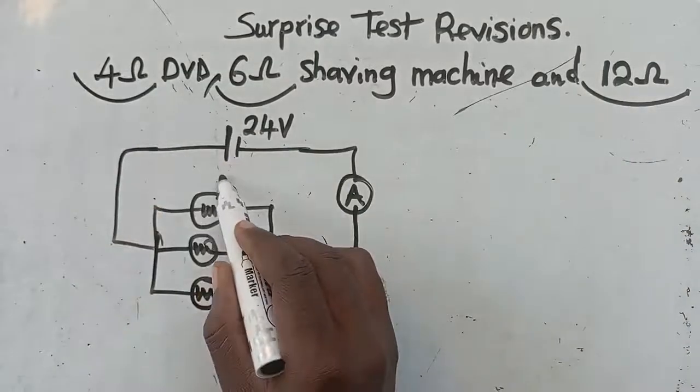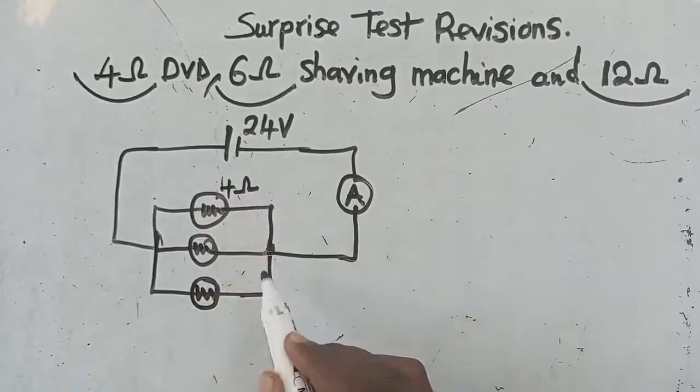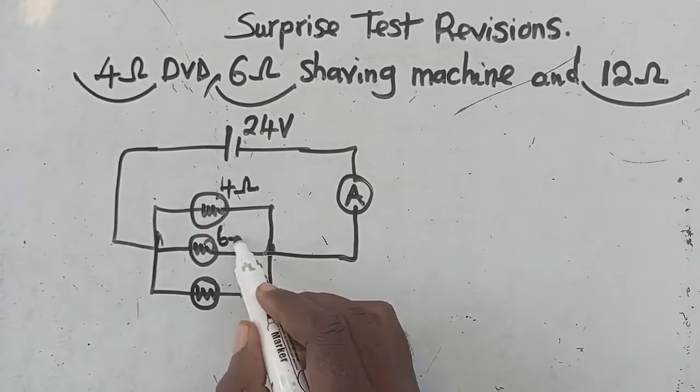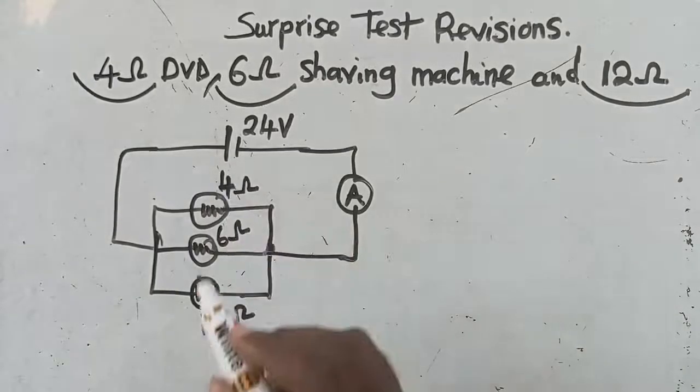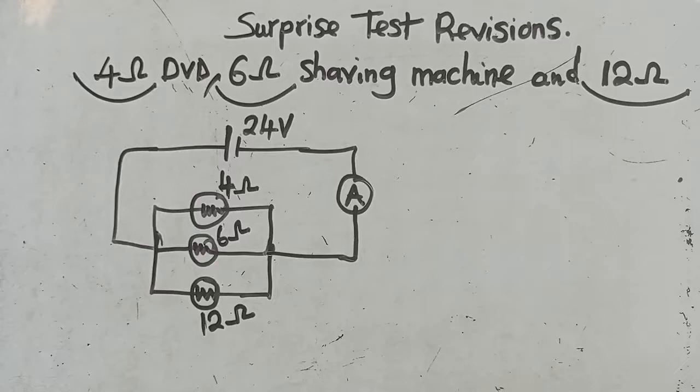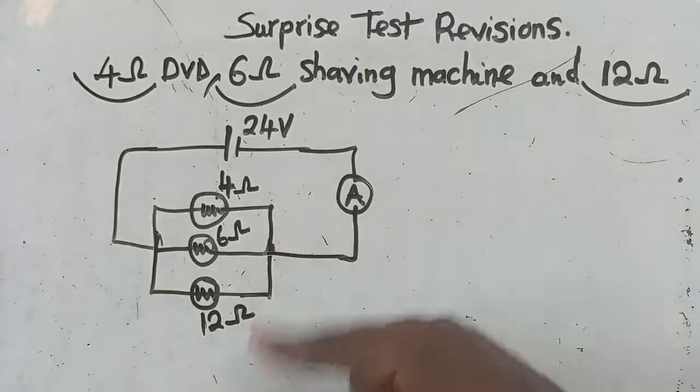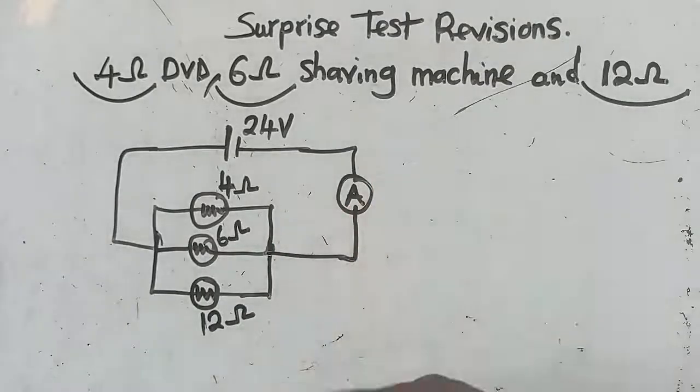I can say this is a 4-ohm DVD, so I just put 4 ohms. This one, I'll just say 6 ohms. This is like a shaving machine. And this one that is here, this is 12 ohms. So this is what you were supposed to do. This is a simple circuit diagram to represent that connection. I guess you are following. I haven't lost anyone. These ones are connected in parallel. This is what we mean by parallel.